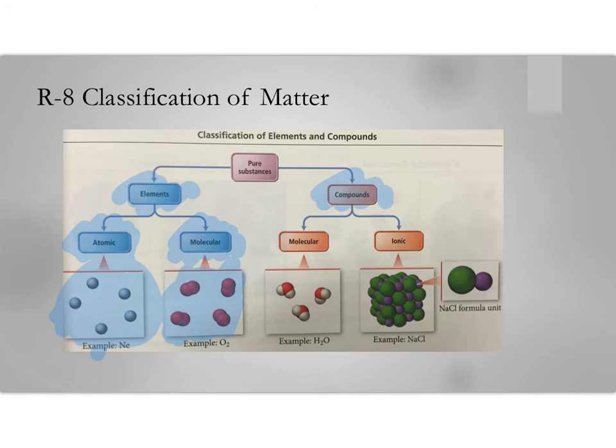Now, the compounds are pure substances, but we have molecular compounds like H2O, and we have ionic compounds, which I did not discuss before, but these here are like sodium chloride. Table salt is an ionic compound. It has a metal atom and a nonmetal atom. Molecular compounds generally have 2 nonmetal atoms, and we'll get into that in a later chapter.